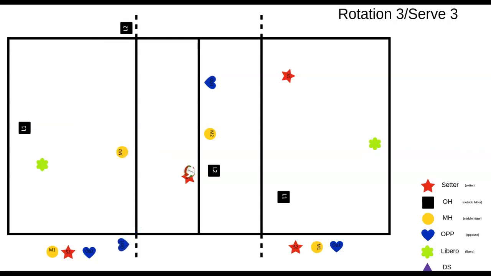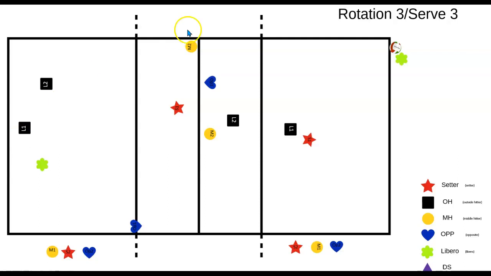Now if we're looking at what happens on the serving side, when the ball is served, our L1 is going to be the passer. The minute that happens, our opposite goes out ready to hit and our L2 goes out ready to hit. Our middle tracks the ball as it's coming over and she gets ready to hit. Our setter makes the movement to her setter position.